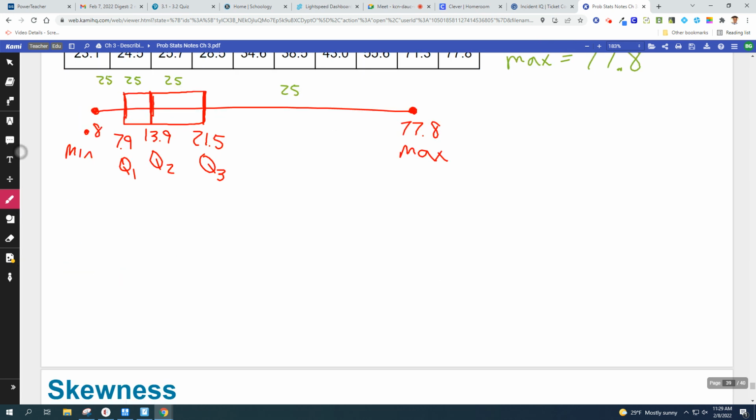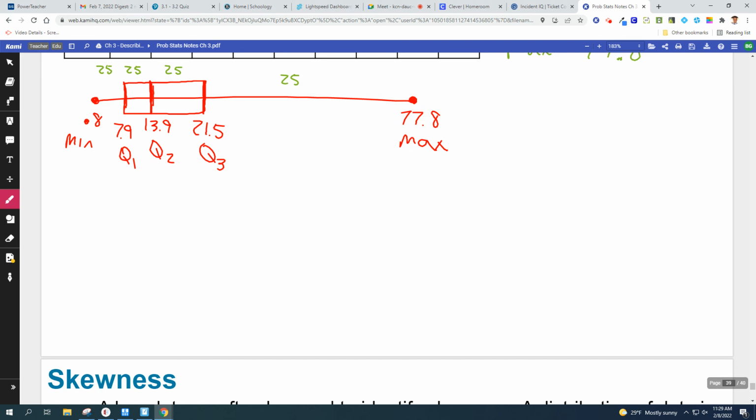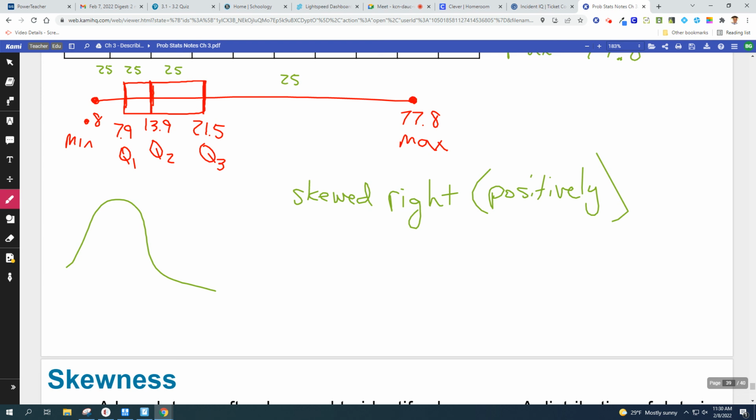We go back to something we've seen before when we talked about a curve, and we talk about this as being skewed right. That always seemed backwards to me. When I look at this, my gut feeling says it's skewed to the left. But we call this skewed to the right, or positively. Another way of looking at it is it has a longer right tail, or in this case, whisker.